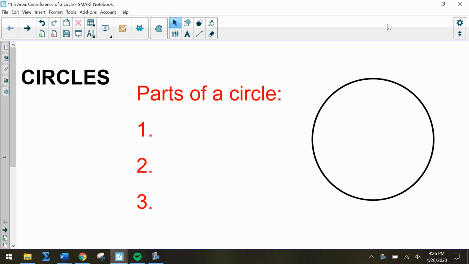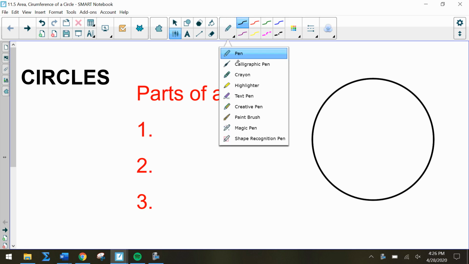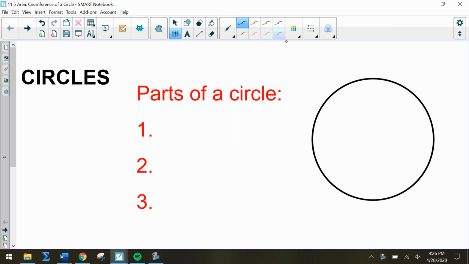So this lesson is going to be on circles. We're going to learn how to find the area and circumference of a circle. This may be a review topic for many of us, but it's important that we review it together, so when we start finding area of more complex figures, we're able to utilize this knowledge.